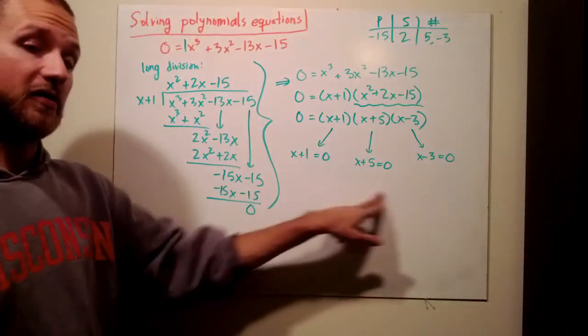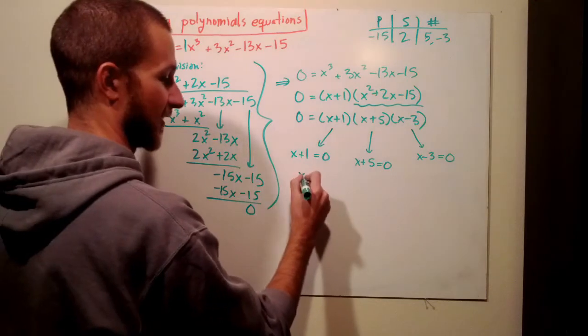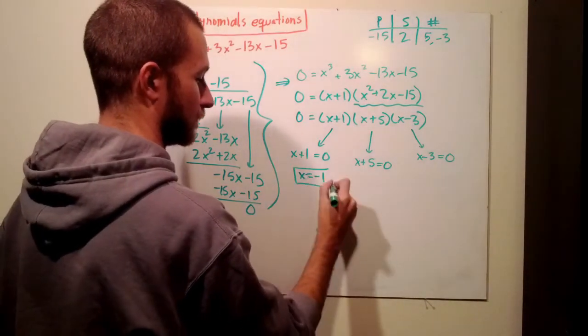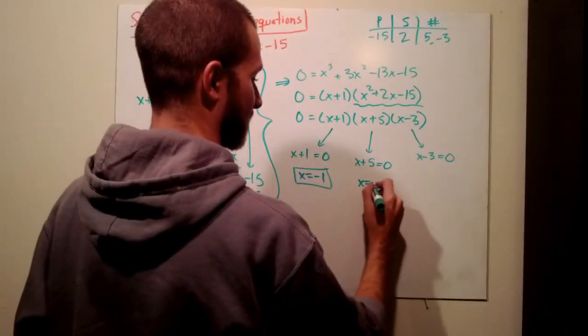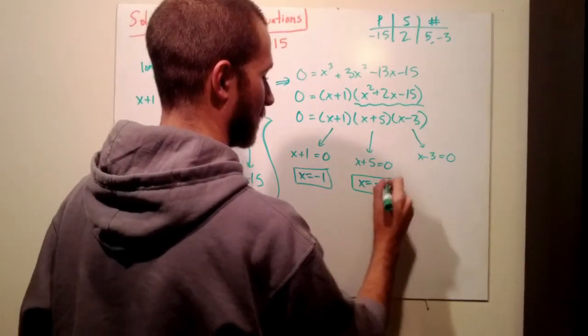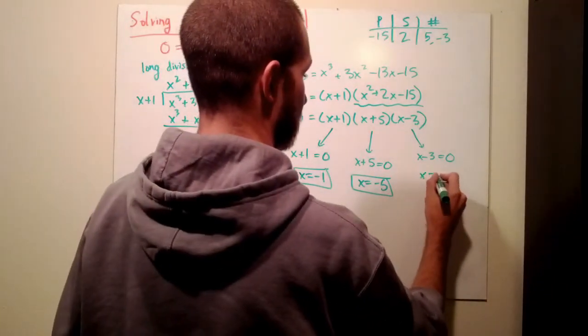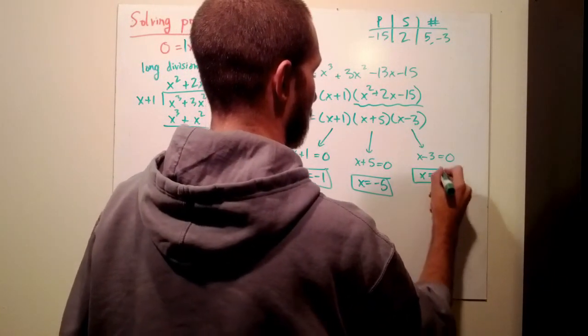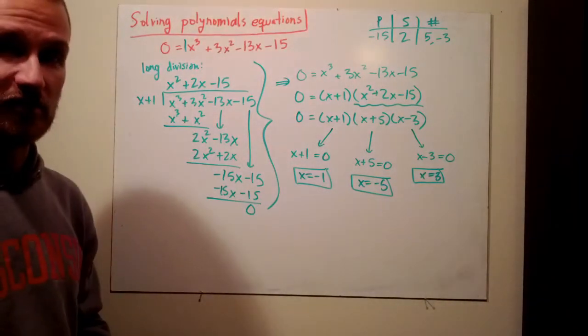And those are all very, very simple equations to solve now. Subtract 1 from both sides to get x equals negative 1. Subtract 5 from both sides, get x equals negative 5. And then add 3 to both sides to get x equals positive 3. And those are my 3 solutions to this equation.